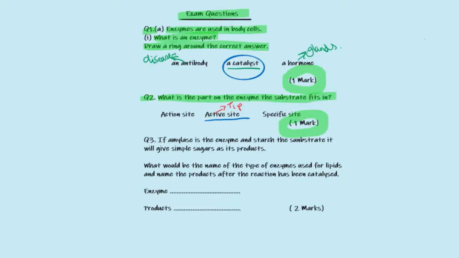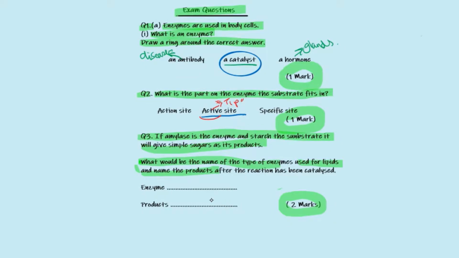Question 3. If amylase is the enzyme and starch the substrate, it will give simple sugars as its products. What would be the name of the type of enzymes used for lipids and the name of the products after the reaction has been catalysed? And this is worth 2 marks. If you've been watching my previous videos, you will know that we looked at enzymes in my last video. The enzymes we looked at were amylase, protease, and lipases.